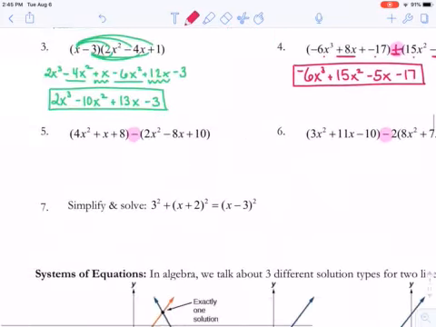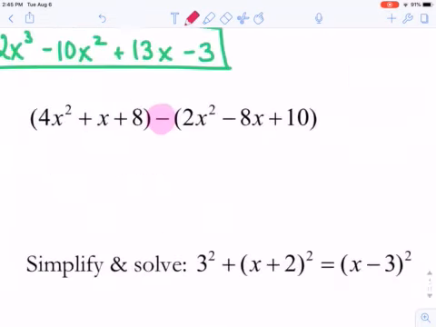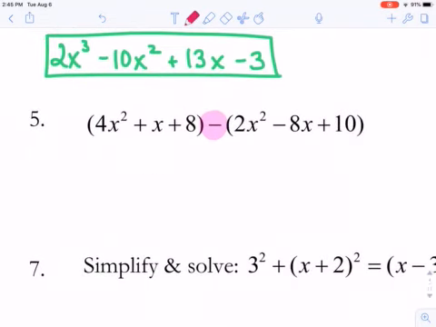Now we're going to do something very similar with subtracting. The only difference is we have to change the sign of each of the terms in this second parentheses. We kind of have to distribute this negative, if you will. And anytime you multiply by a negative, you just change the sign. So I'm going to change the positive 2x squared to a negative, the negative 8x to a positive, and the positive 10 to a negative 10.